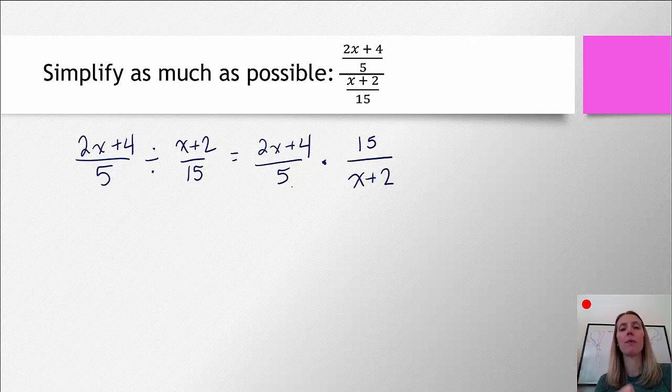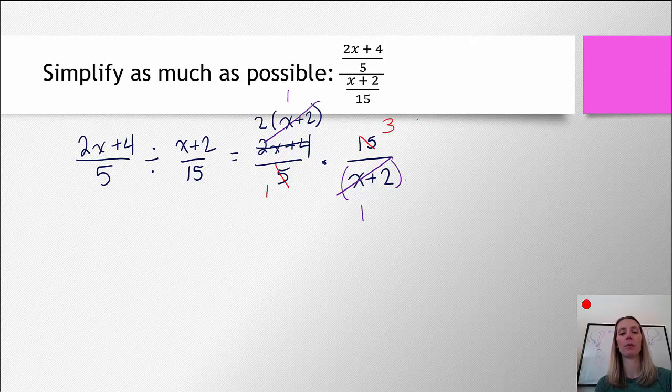So 2x plus 4, those two terms have a GCF of 2. So I know that this is equivalent to 2 times x plus 2, right? If I factor the 2 out from both terms, I have 2 times x plus 2. Now I'm ready to look for common factors. Hey, that x plus 2, there's one of those factors in the denominator as well, so I can simplify the x plus 2 factors, those become 1s, and the 5 and the 15 are both divisible by 5. 5 goes into itself once, it goes into 15 3 times.